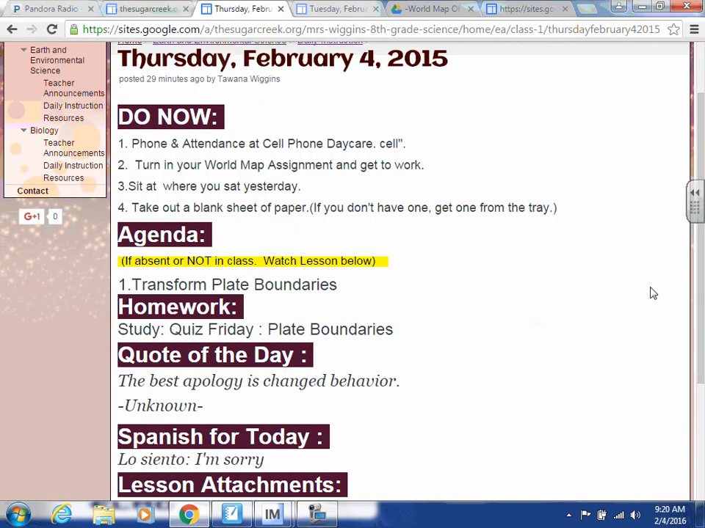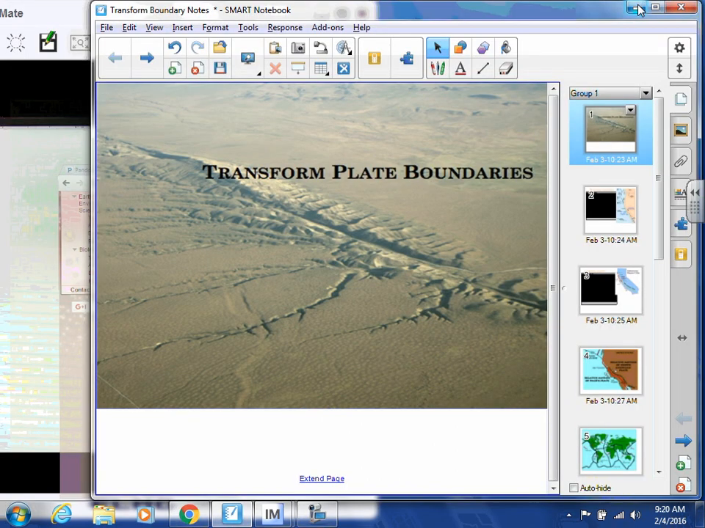So again, today we're going to talk about transform plate boundaries. Take some notes on that, and you need to study divergent and convergent boundaries for your quiz that you are going to have tomorrow. So first off, we're talking about transform plate boundaries.